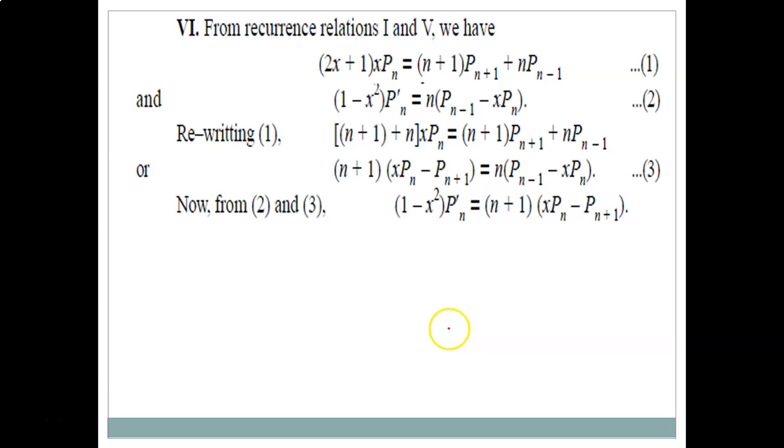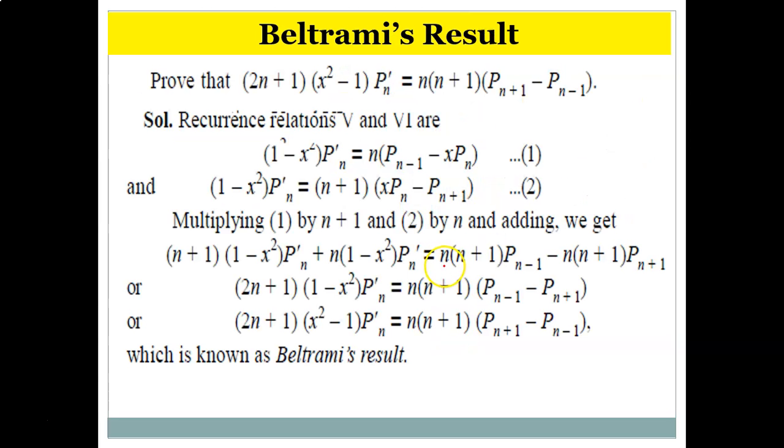Similarly, we can prove this fourth relation. Then there is the Beltrami result. This is also a recurrence relation of the same kind. It can be done in a similar manner.